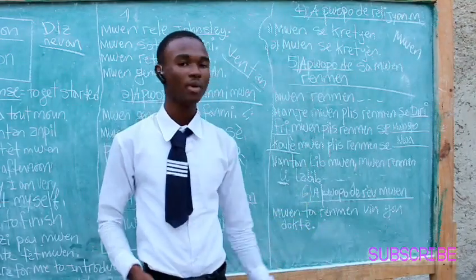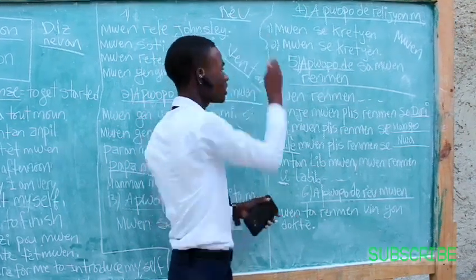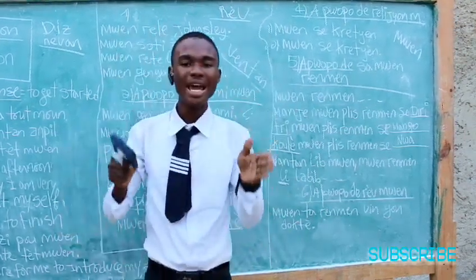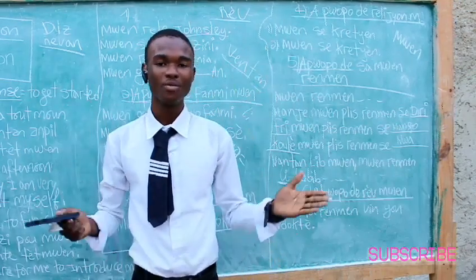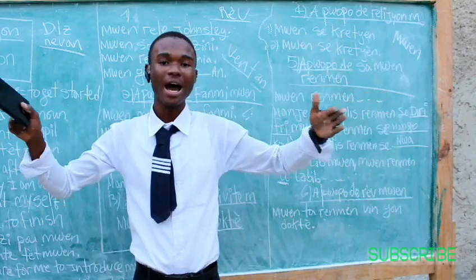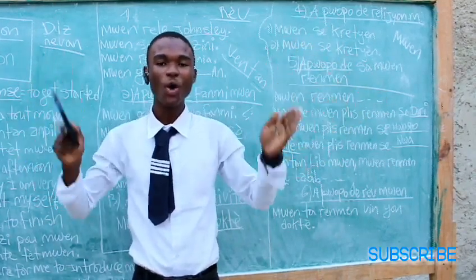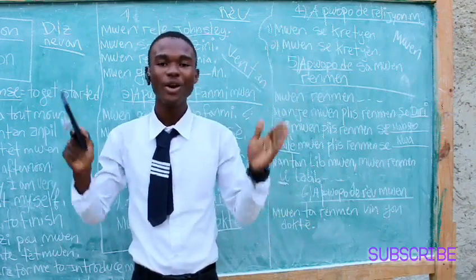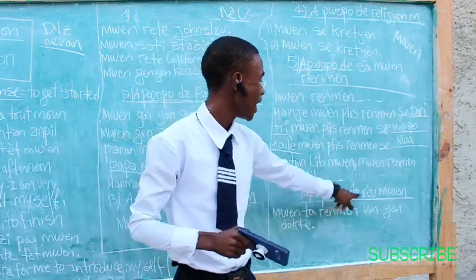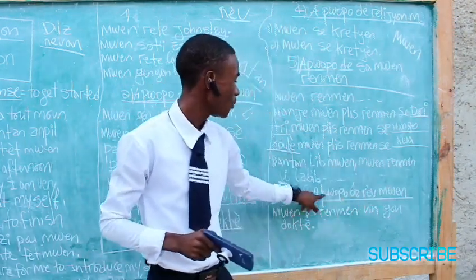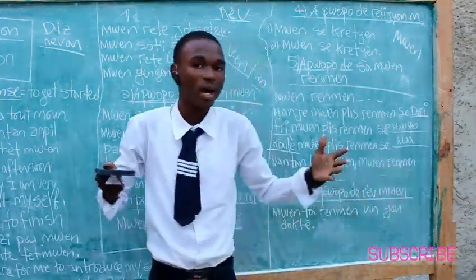So now you're going to talk about your dream. So rêve means dream. If I say moi gaye yon rêve, this is a speech of Obama Barack. So I have a dream. I have a dream. Moi gaye yon rêve. I have a dream. Moi gagne yon rêve. So à propos de rêve moi, like you have a dream.